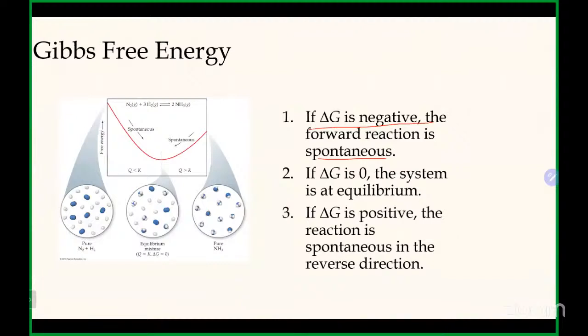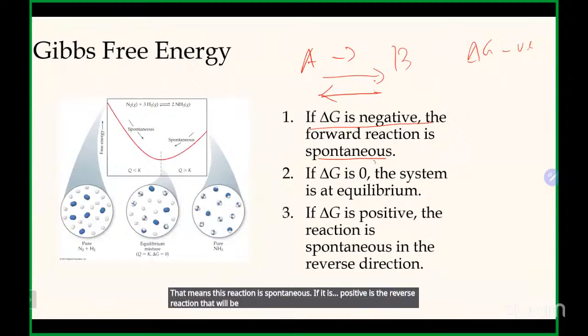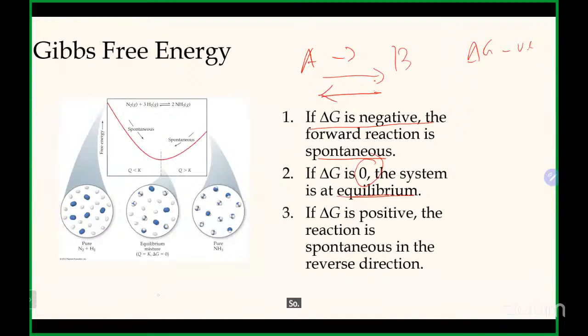So if delta G is negative, so you're looking at a process A going to B, and if delta G is negative, that means this reaction is spontaneous. If it is positive, it is the reverse reaction that will be spontaneous. What about if it is zero? The system is at equilibrium. So for a system at equilibrium, delta S is zero, delta G is also zero. It does not mean that delta H is zero.